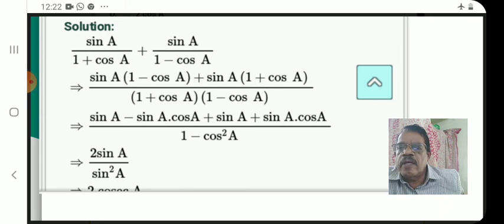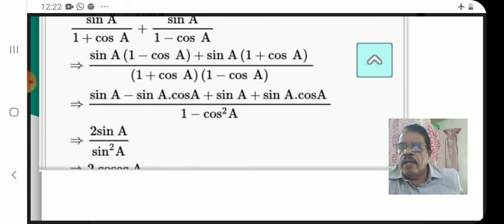Sin A by 1 plus cos A plus sin A by 1 minus cos A. LCM is 1 plus cos A into 1 minus cos A. So in the numerator we get sin A into 1 minus cos A plus sin A into 1 plus cos A. Remove the bracket: sin A minus sin A cos A plus sin A plus sin A cos A. The sin A cos A plus and minus terms cancel. We get 2 sin A by 1 minus cos square A. 1 minus cos square A is sin square A. One sin A will cancel. We get 2 by sin A.